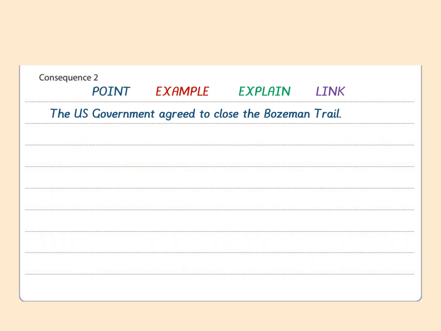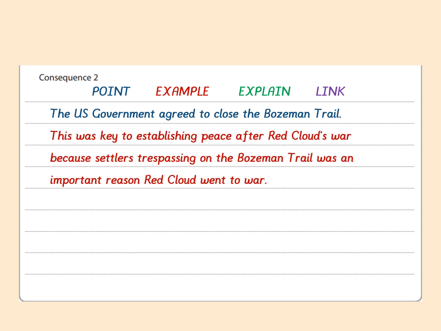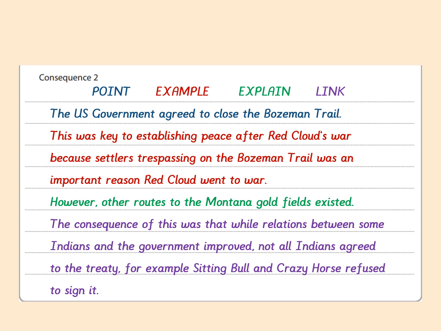So let's have a look at what I should have done for that. The US government agreed to close the Bozeman Trail. This was key to establishing peace after Red Cloud's War because settlers trespassing on the Bozeman Trail was an important reason Red Cloud went to war. However, other routes to the Montana goldfields existed. The consequence of this was that while relations between some Indians and the government improved, not all Indians agreed to the treaty. For example, Sitting Bull and Crazy Horse refused to sign it.